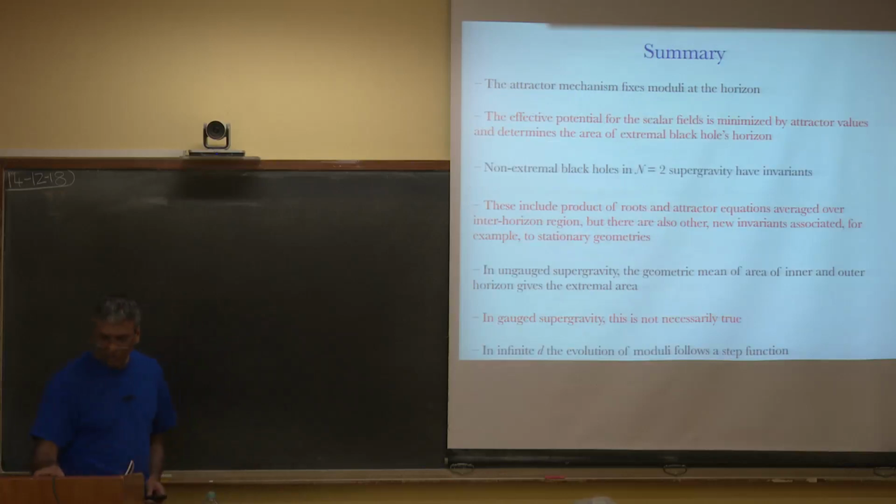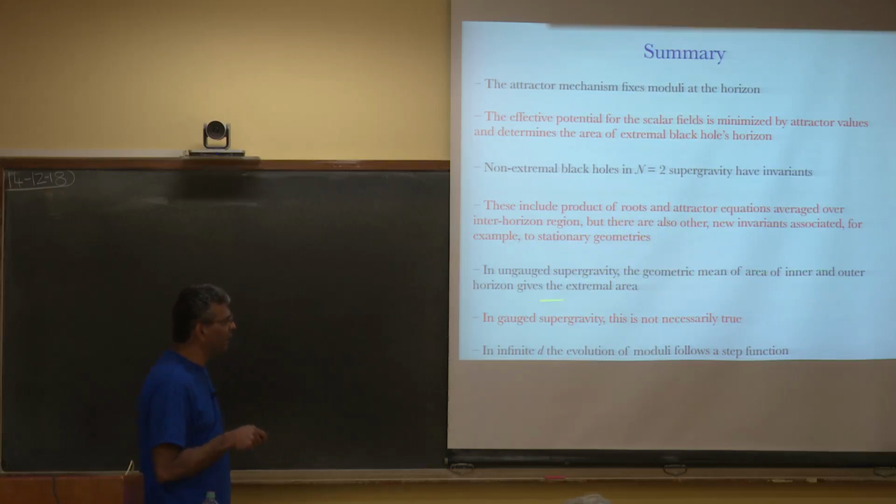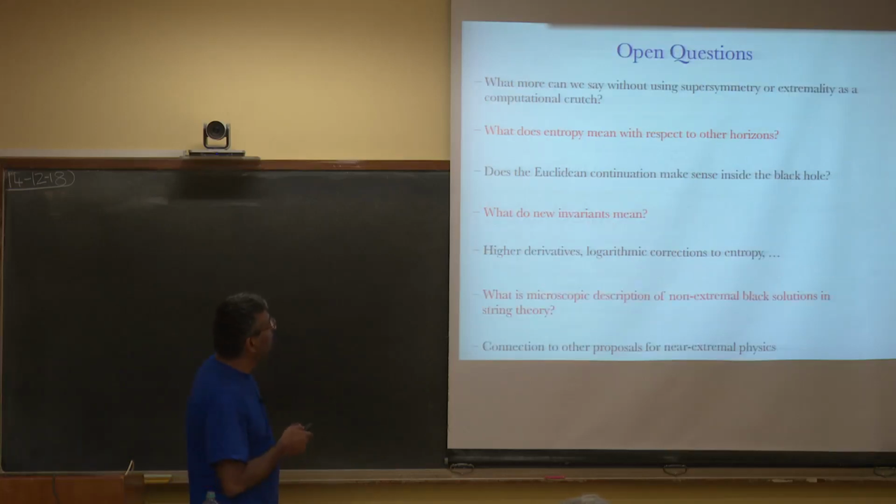Okay, so let me summarize. We use the attractor mechanism, and we show that the attractor mechanism, which fixes moduli at the horizon, can be used to motivate invariants for non-extremal solutions. And we notice the product of the roots is one such invariant, and the attractor equations are averaged over the inner horizon region. They vanish in an average sense. And we notice that there are new invariants we can associate even to stationary geometries. In ungauged supergravity, we notice the geometric mean of the area of the inner and the outer horizons gives the extremal area, but in gauged supergravity this is not necessarily true. There is an invariant, but the geometric mean formula no longer applies. In infinite dimensions, we notice the evolution of the moduli essentially follows a step function. And we looked at this in a number of settings.